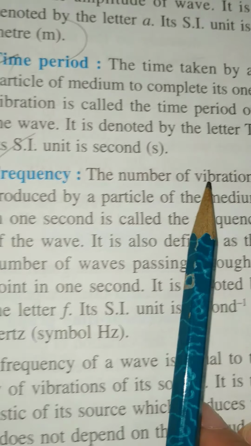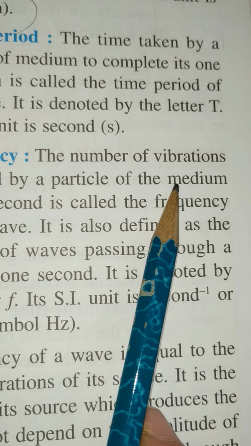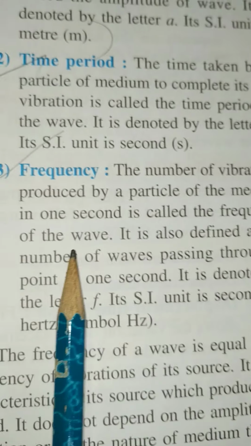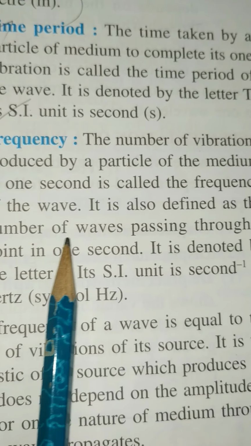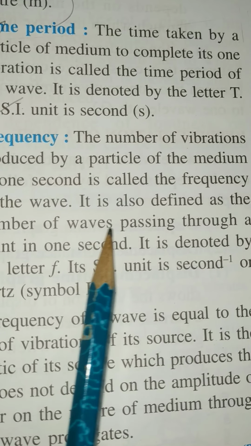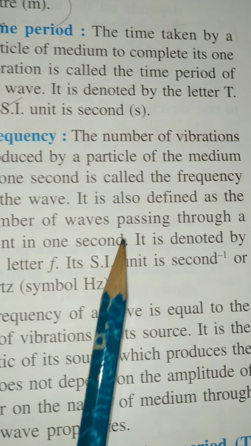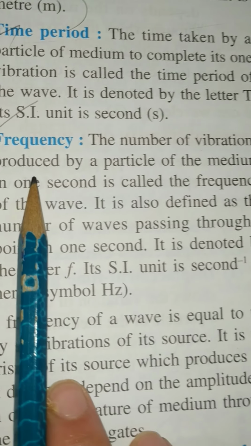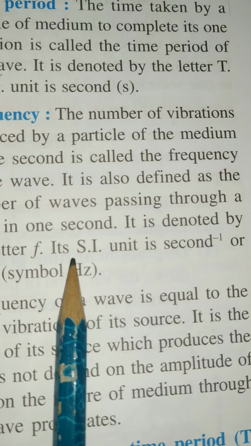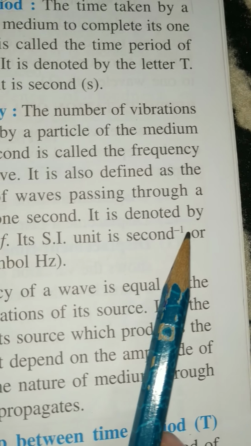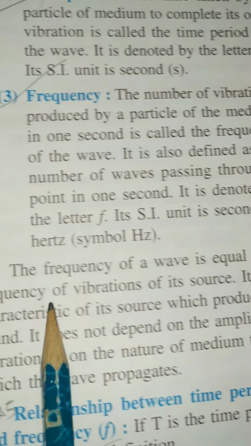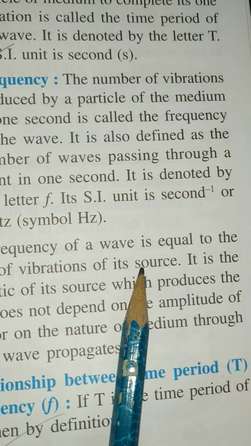So the number of vibrations produced by a particle of the medium in 1 second is called frequency, and it is also defined as the number of waves passing through a point in 1 second. Means in 1 second how many waves are passing through any particular point, that is known as frequency, and it is denoted by the letter F, and its SI unit is second inverse or hertz. Okay, so the frequency of a wave is equal to the frequency of the vibration of its source.